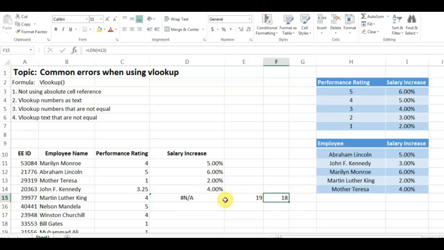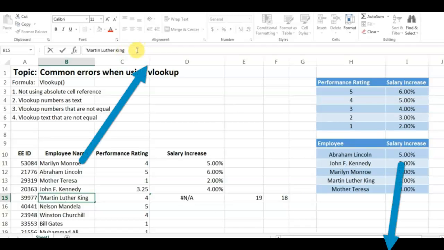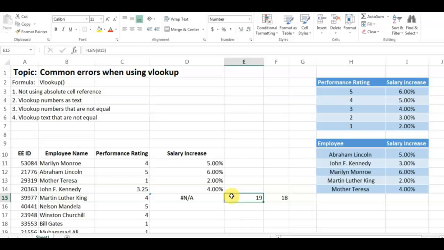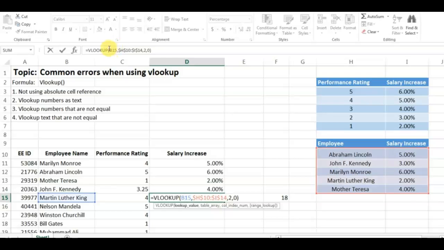So if you observe, in B15 I have 19 length and in H13 I have 18 length. Hence, as these details are not equal, therefore VLOOKUP is not working. So even though to us it looks the same, we can see that one is 19, one is 18. So let us work upon that.